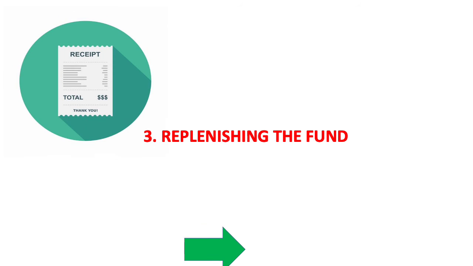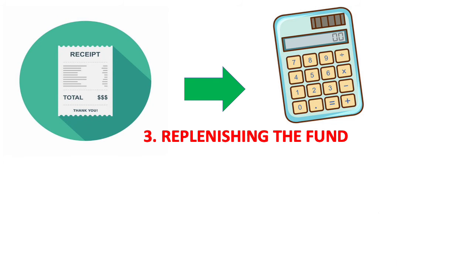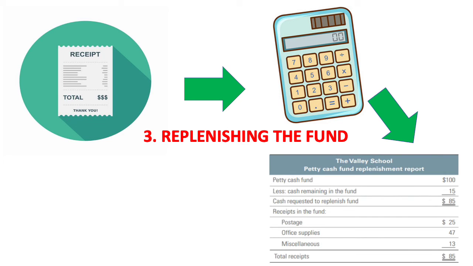The final operations process of the petty cash fund is replenishing the fund, which involves counting the remaining cash in the fund when the fund begins to decrease in order to begin the replenishment process. The business then cashes a check for the amount which brings the total remaining cash in the fund back to the original petty cash fund balance.